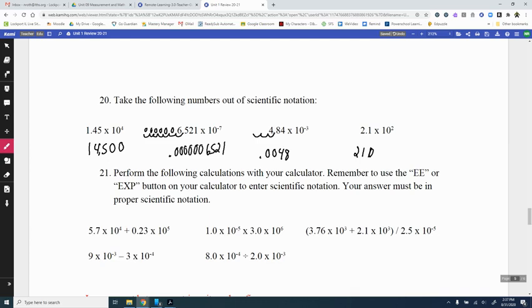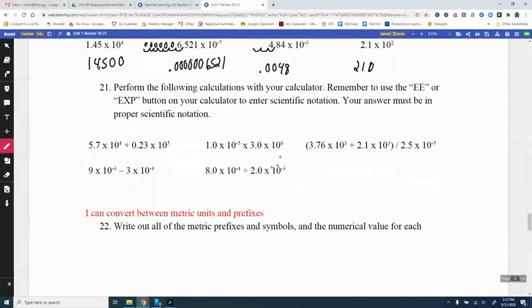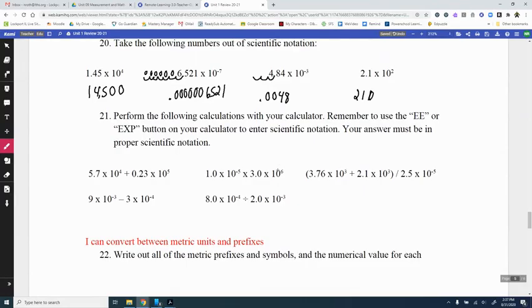All right. So this next part I'm not going to do because I can't really show you how to do it on a calculator in this video, but make sure you remember to press the EE or the EXP button on your calculator. Do not type times, do not type 10, do not type caret. The EE or EXP button completely replaces all of that.